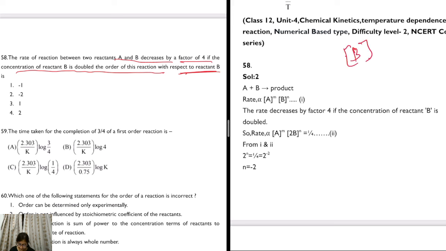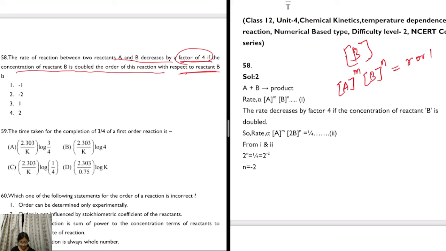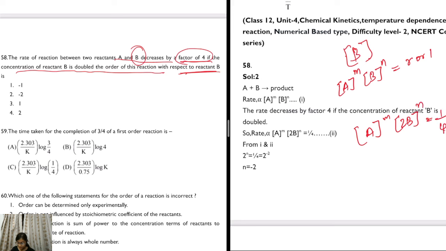Okay. So let us consider that rate is proportional to A to the power m and B to the power n. Let us suppose it is r, or we can say it is 1. And it is said in the question that the rate decreases by a factor of 4 if we double the concentration of B. So what we will get? A^m and (2B)^n, because it's given, and it would be 1 by 4.